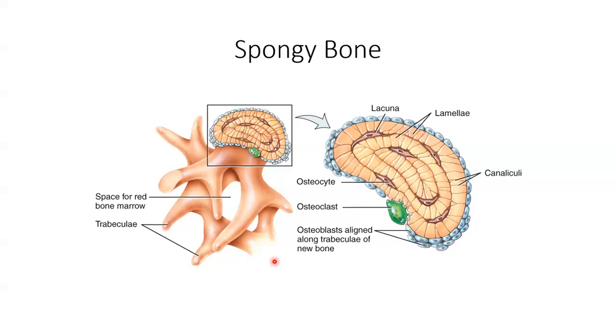Now, although it's not as strong as compact bone, spongy bone tissue helps lighten the overall weight of a bone, which is important. We don't want our skeletons so heavy that we actually struggle to move. And spongy bone tissue also plays an important role in supporting and protecting the red bone marrow, which is where our blood cell production occurs.